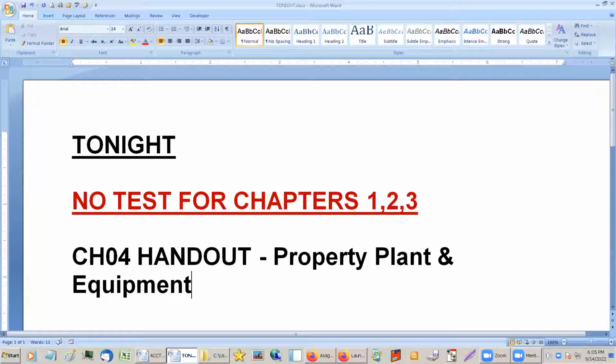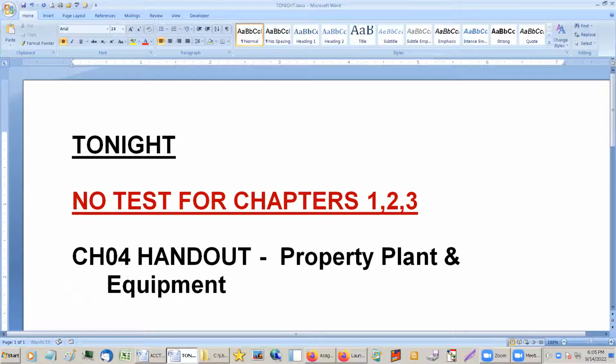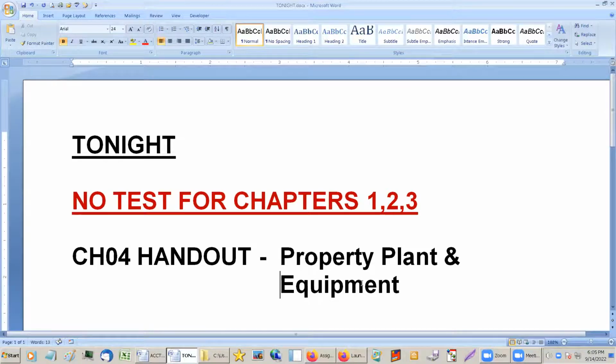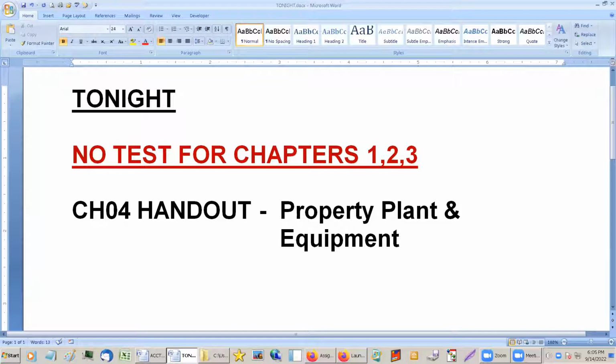Property, plant, and equipment, it's also got intangibles in there, but that's what we'll do tonight. And we might get to the chapter 5 handout, we'll see. And the chapter 5 handout is on reporting.